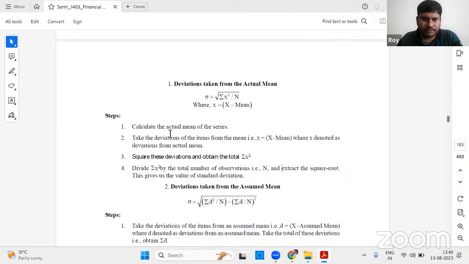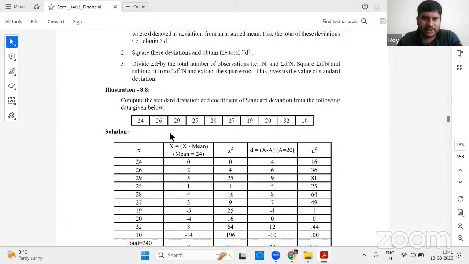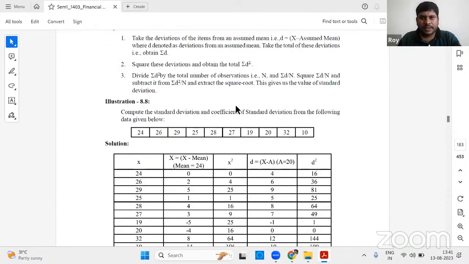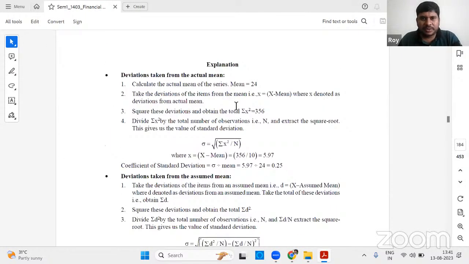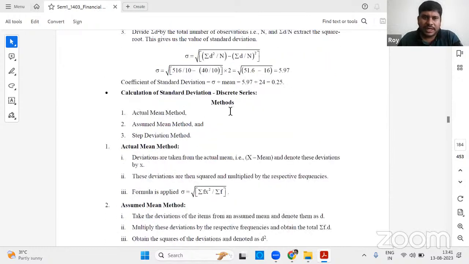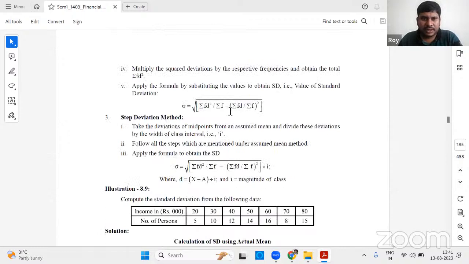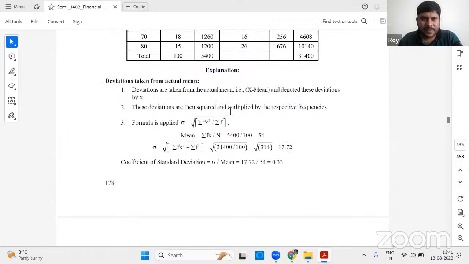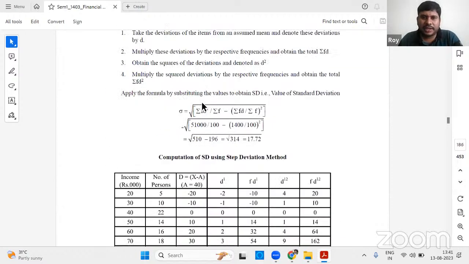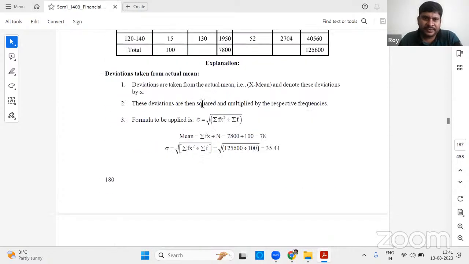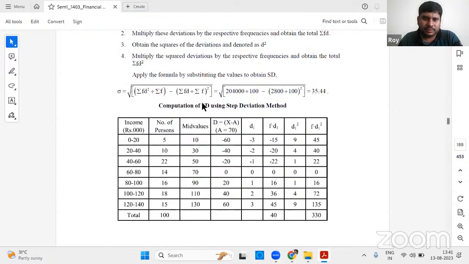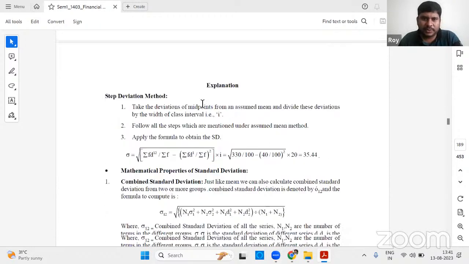Okay. Yeah, I'm going with the class today. Yesterday we discussed the standard deviation, and how to calculate the standard deviation. We have seen how to calculate the standard deviation in different ways, and we have seen the standard deviation using the assumed mean.